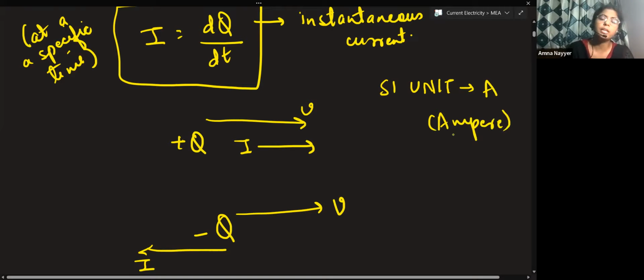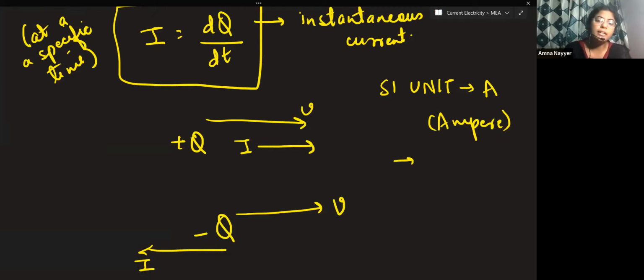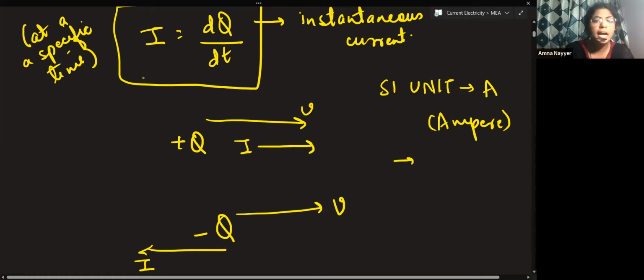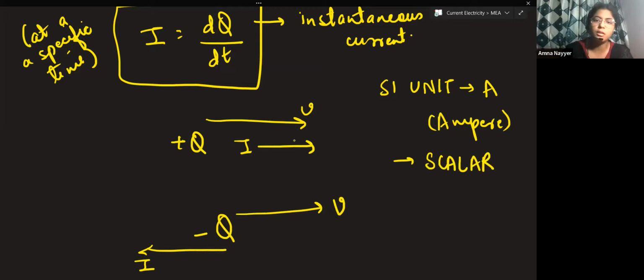This is the SI unit. So first point was this. Second point is that though current has a direction, it has a magnitude, but still current is a special quantity that is included under scalar physical quantities.